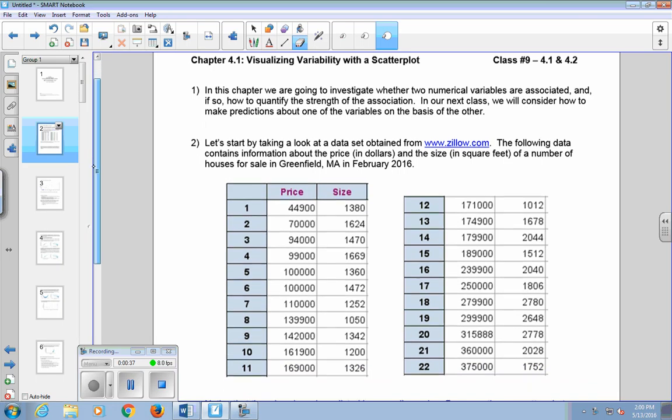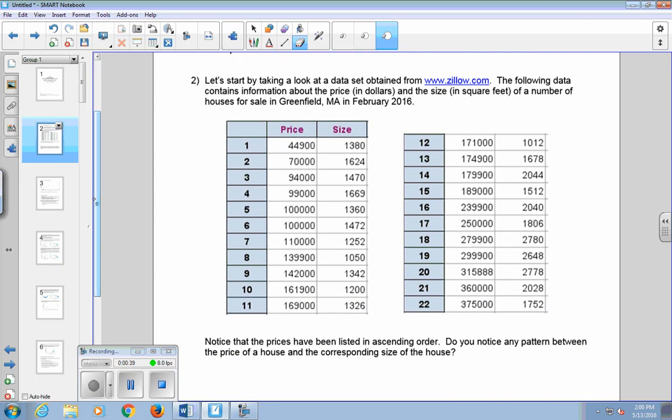So number 2, we're going to start by taking a look at a data set obtained from Zillow.com. The following data contains information about the price, given in dollars, and the size in square feet of a number of houses for sale in Greenfield, Mass. in February 2016. If we take a look, we'll find that there are 22 houses in this data set, and each house has two values paired up with it. So we've got the price and the size.